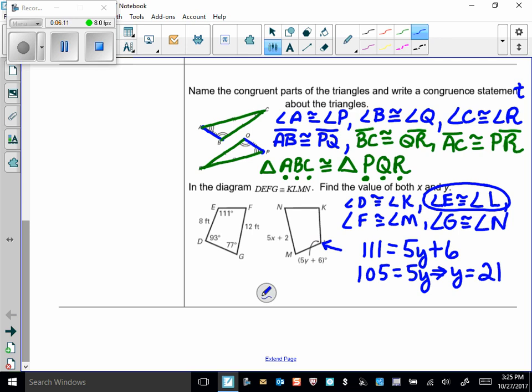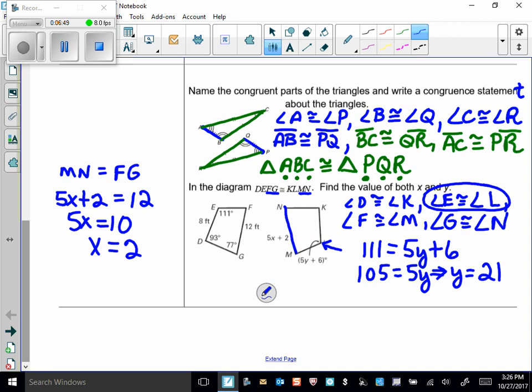Okay, I've got to find x. Well, x is inside MN. So if I look at MN up here, I know it's going to be congruent to FG. So what is FG? FG is 12. So MN, which is 5x plus 2, I know that MN equals FG because they're congruent, so their lengths are the same. So 5x plus 2 is going to be 12. 5x is going to be 10. Therefore, x is going to be 2. So that's what we have to do there.